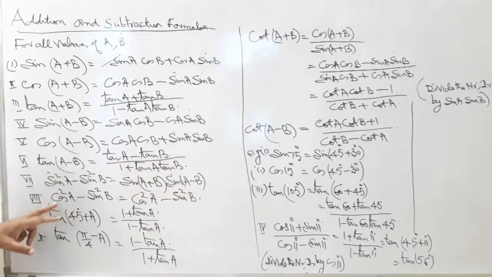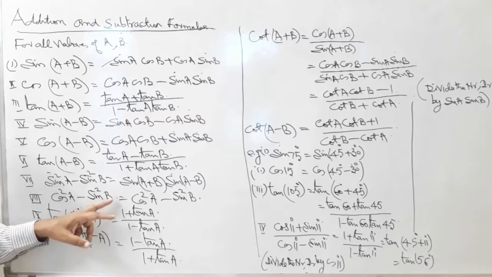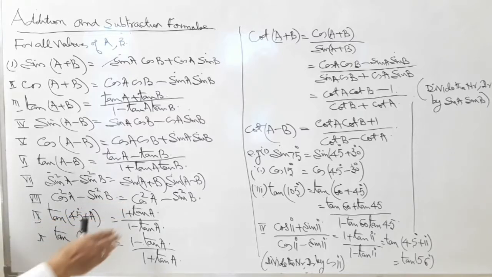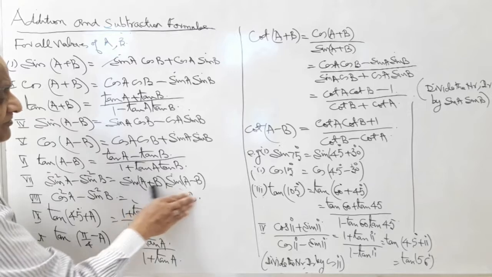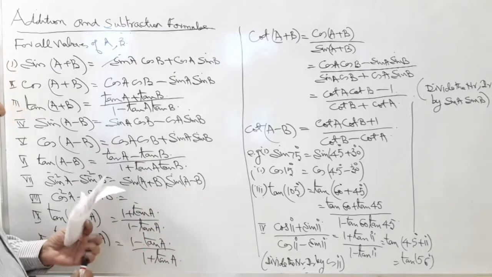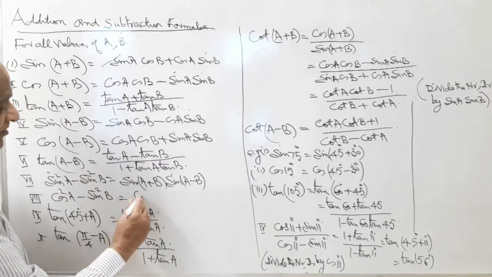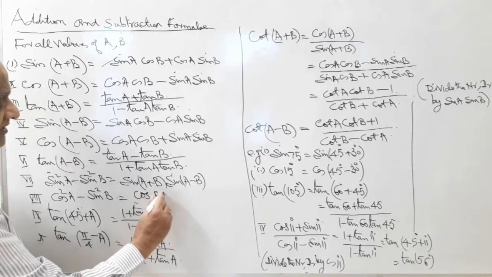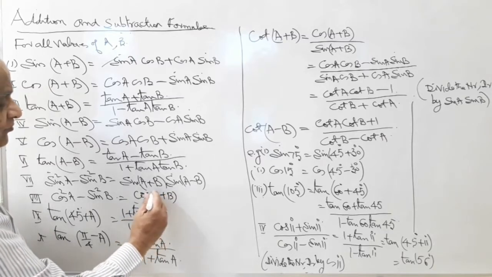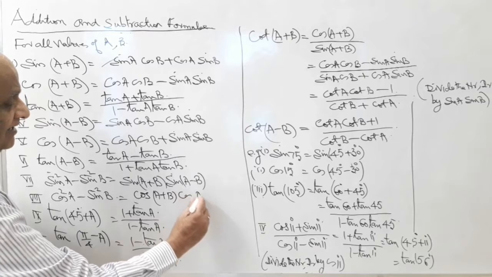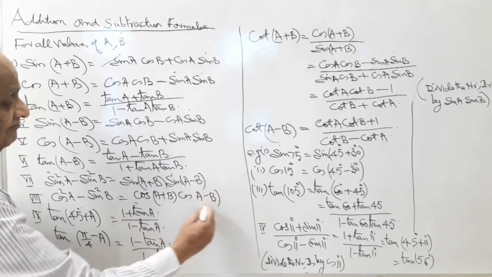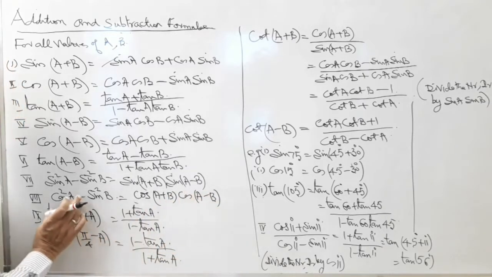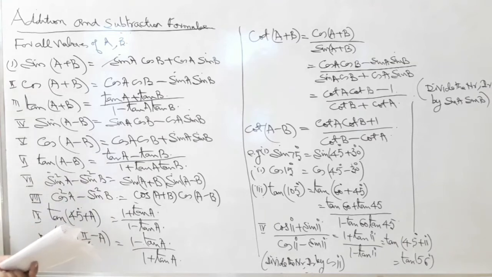Similarly, if you have cos square A minus sin square B, it will be equal to cos(A plus B) into cos(A minus B). Check please. That is, cos square A minus sin square B is cos(A plus B) cos(A minus B).